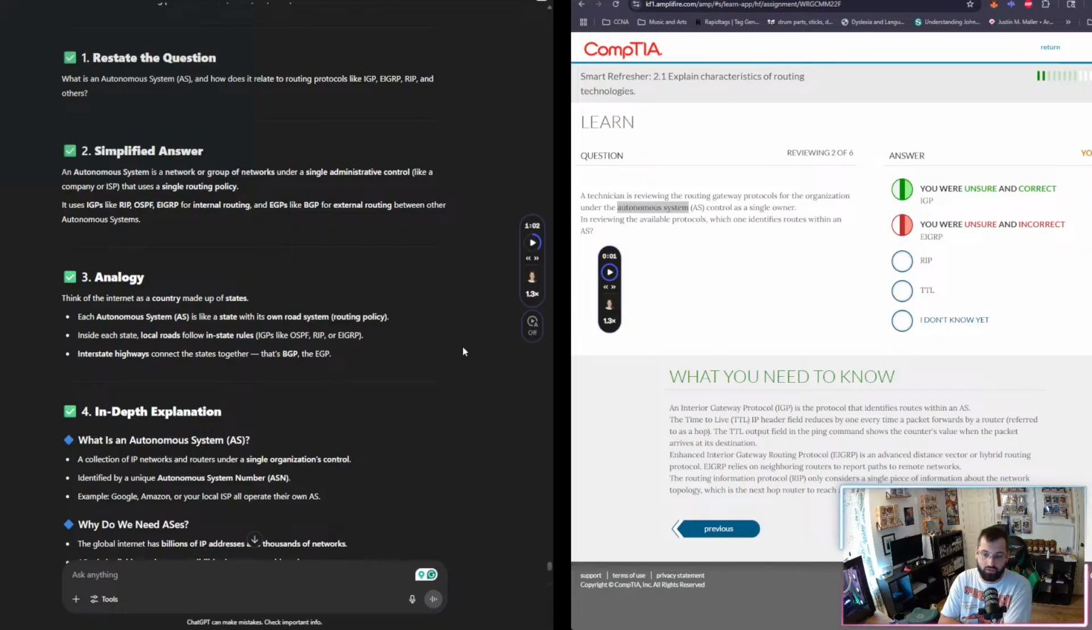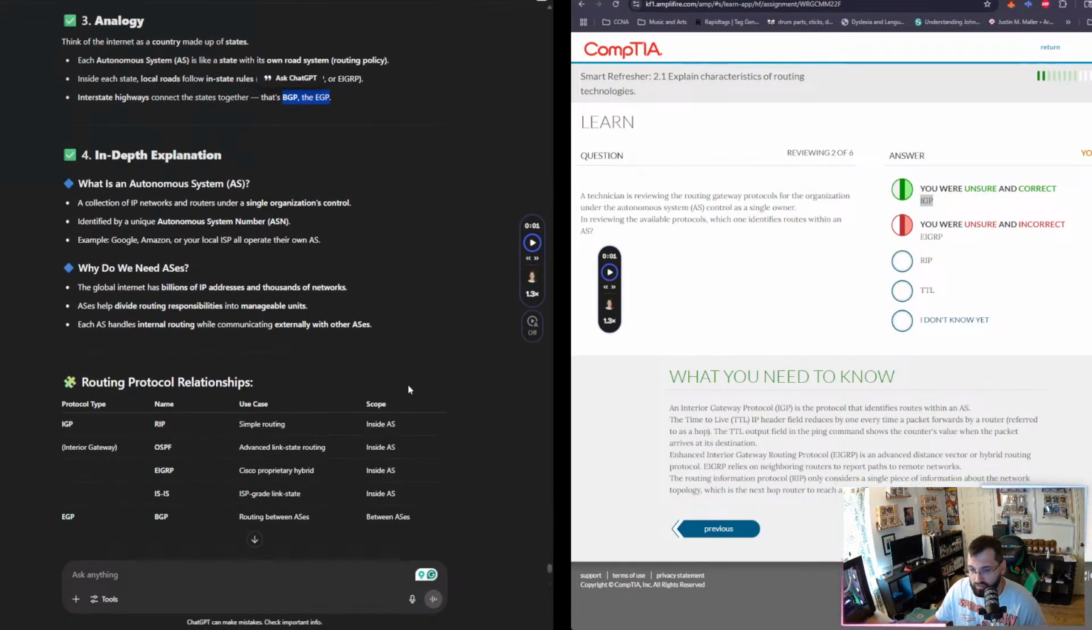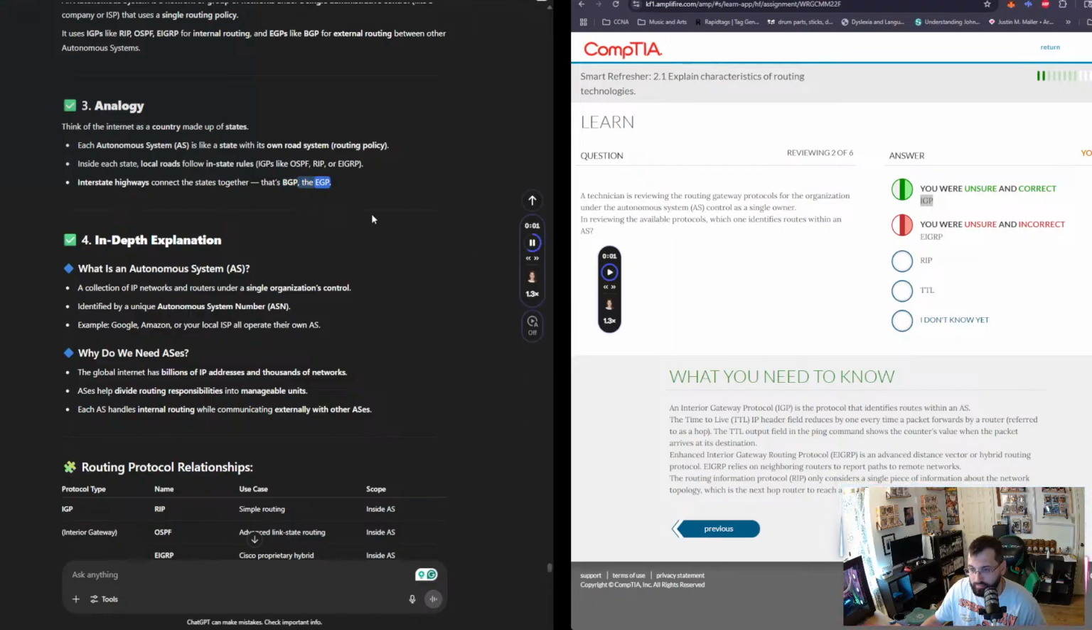Okay. Man, I love these analogies, dude. They just make everything make so much sense. Okay, so the autonomous system is like the states. It has its own roads. Inside each state is local roads that follow in-state rules, which is like the IGP, which is what right here. Okay. And all of the others. So that means all of these others are also the same thing. The interstate highways connect the states together using BGP and EGP, which I'm not entirely sure what those are. We might ask what those are, unless it tells us in a second.